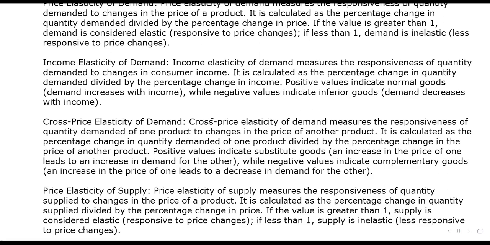We also have cross price elasticity, which is simply the responsiveness of quantity demanded of one product due to the changes in another product. It is calculated as the percentage change in quantity demanded of product X over the percentage change in the price of product Y. So if you have a negative elasticity, it means a complementary good. If you have a positive elasticity, it means it is a substitute good. So elasticity of supply simply measures the responsiveness of quantity supplied due to the changes in the prices.